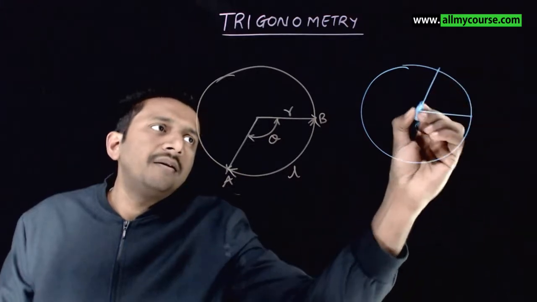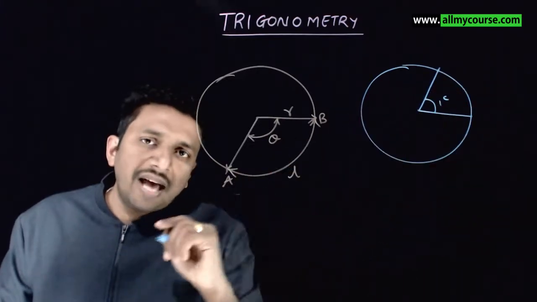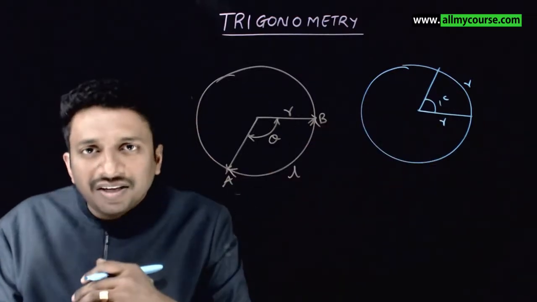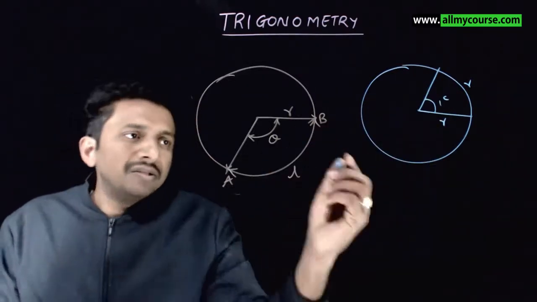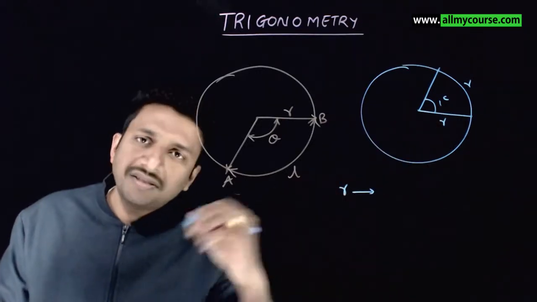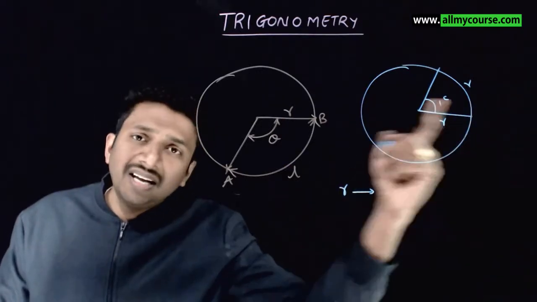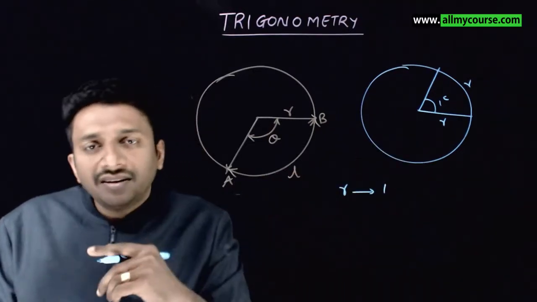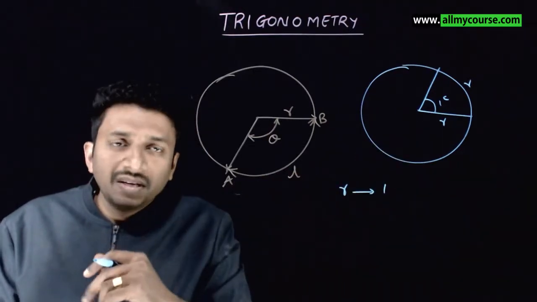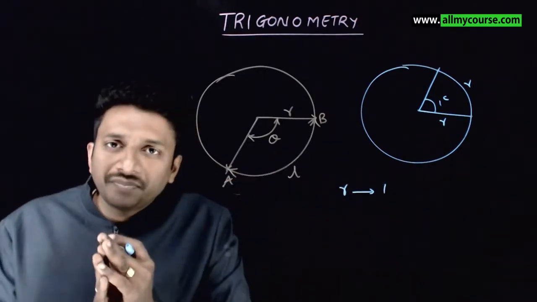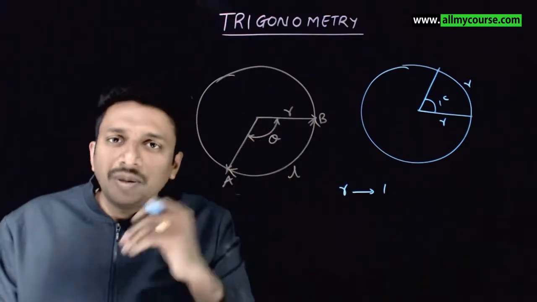1 radian is the angle subtended by an arc of length equal to the radius, right? So if the length of arc is exactly equal to radius, the angle subtended at the center will be 1 radian. So radian is a special unit where you don't need to write the units also, because radian is the ratio of two numbers.